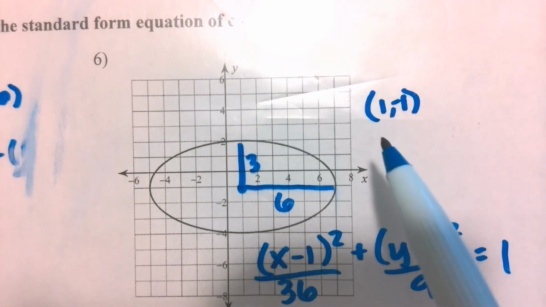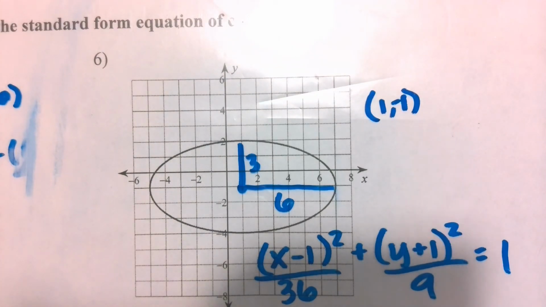So you should have found a center at 1, -1. The horizontal distance was 6 from the center. The vertical distance was 3 from the center. So that would make underneath the x value should be a 36. Underneath the y should be a 9. Also make sure you have that x minus 1, y plus 1. You've got both of your squares there as well, and that they're equal to 1.